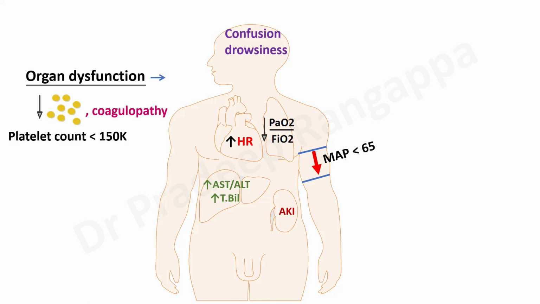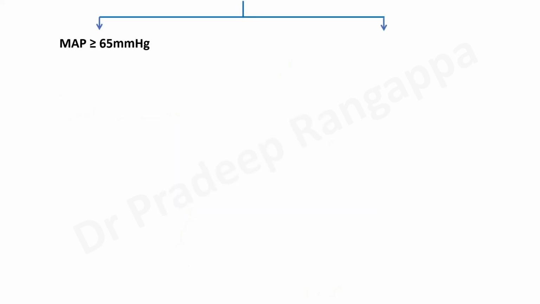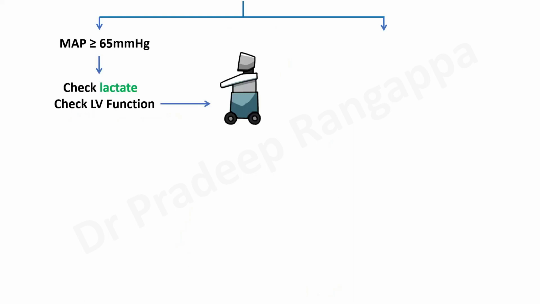These are the things that you would take into consideration when you are labeling someone as sepsis and septic shock. And then what is the protocol that we follow? Broadly, you can divide it into whether the patient has mean arterial pressure more than 65 or less than 65. If mean arterial pressure is more than 65, you are expected to look into lactate. You can't be happy saying, okay, MAP is more than 65, I don't need to give fluids. You need to check lactate and you need to check LV function.